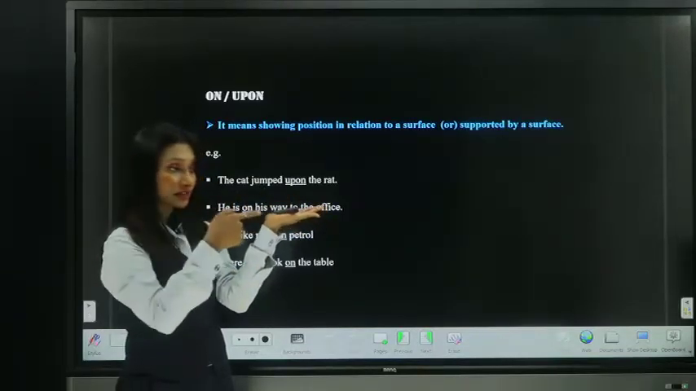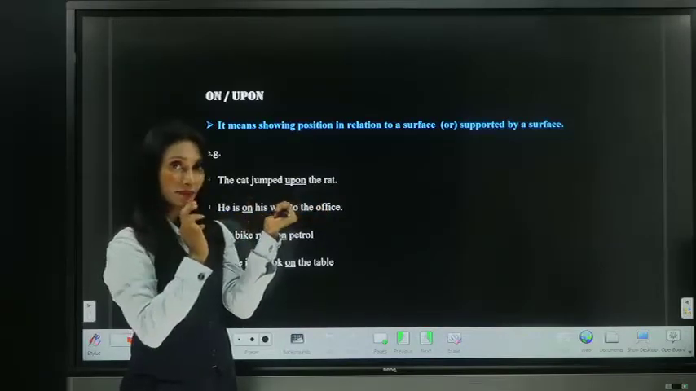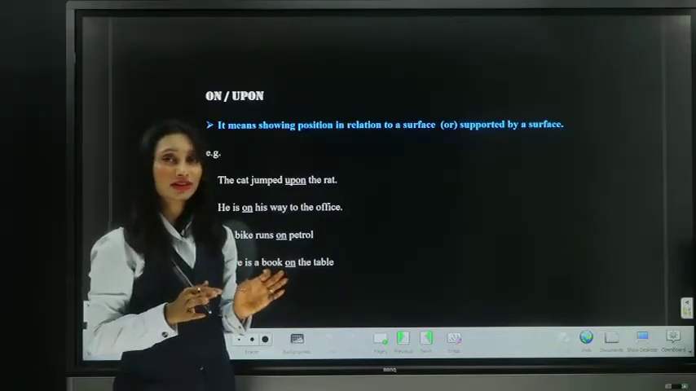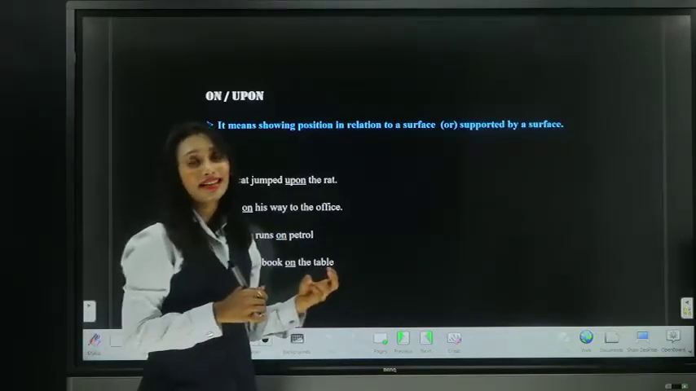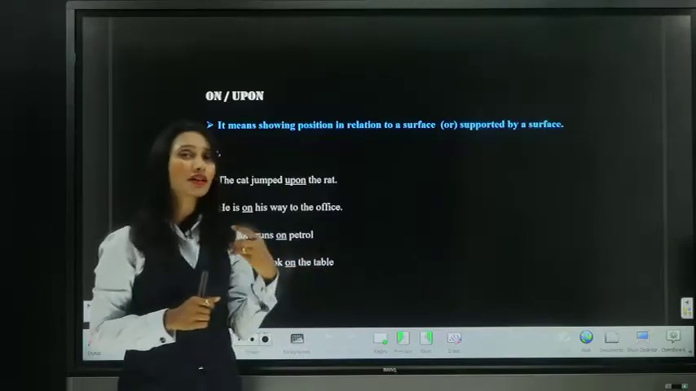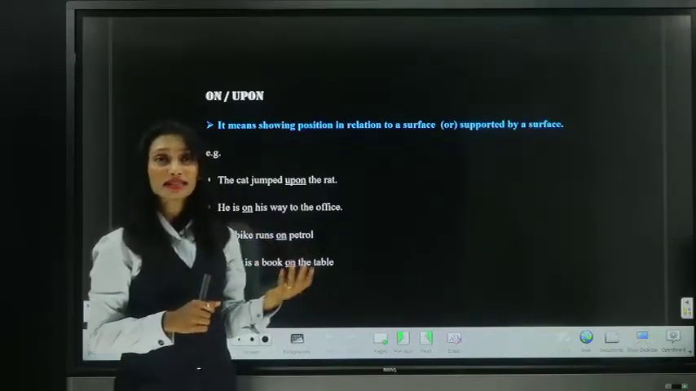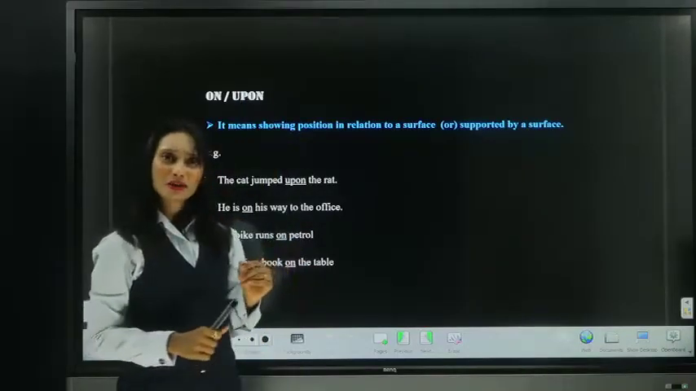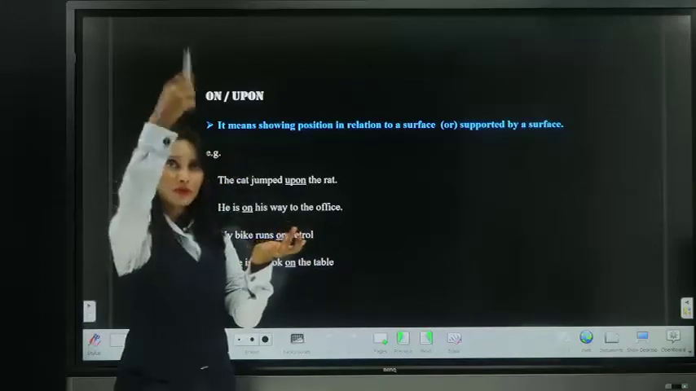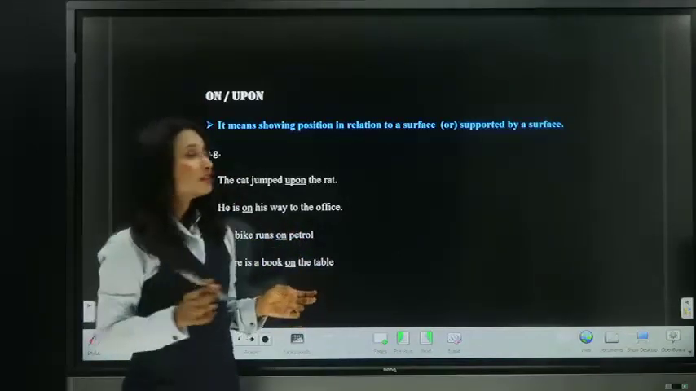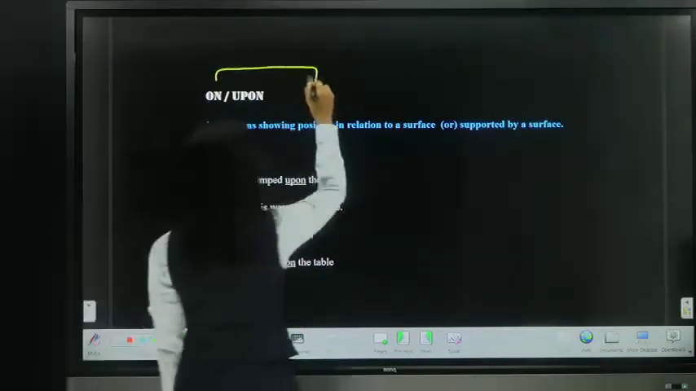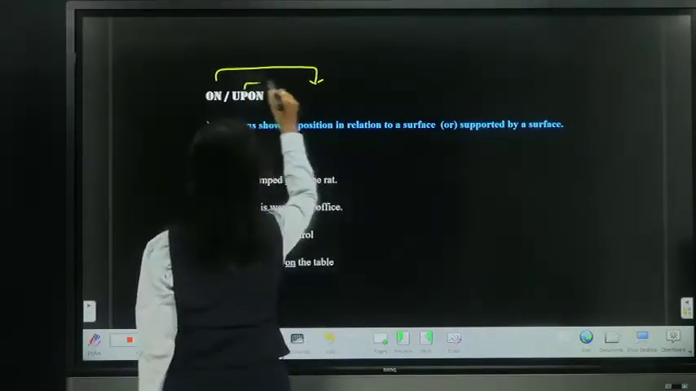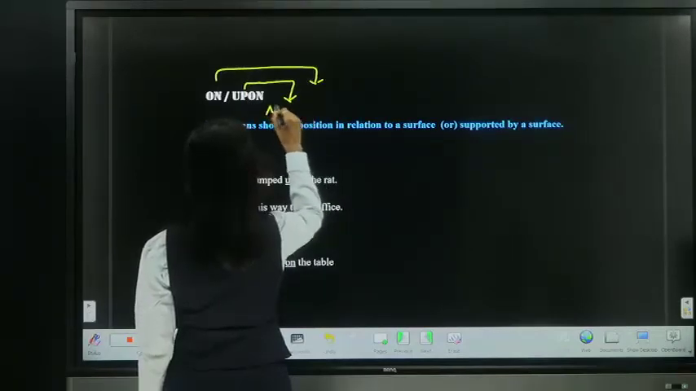So contact will be there. That is "on". But do not take it for granted as just contact, because it gives more senses, more other meanings than just contact. And what is the difference between "on" and "upon"? "On" means contact, "upon" means up to contact? No, it doesn't mean that. "On" generally indicates contact without any movement or motion, whereas "upon" is used to indicate motion.